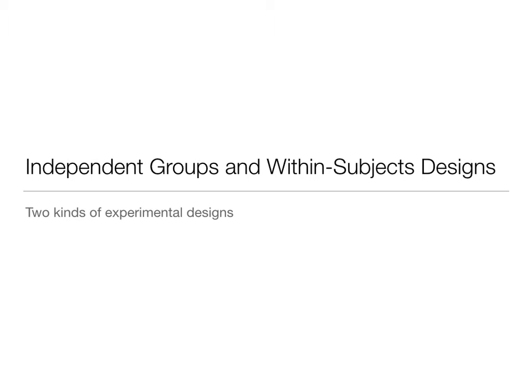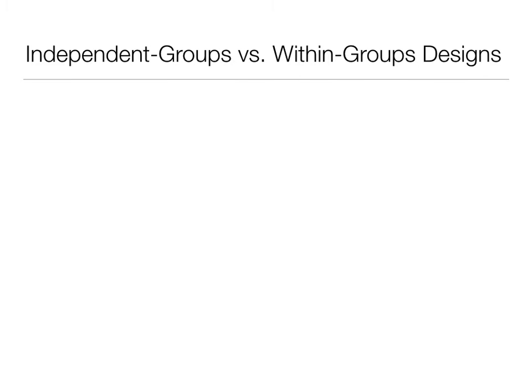Hi, Kristen Atchison here, and we're going to be talking about independent groups and within subjects designs. Now, these are both types of experimental designs, and they also go by a couple other names that we'll talk about as we go through. Independent groups can also be called between subjects, and within subjects can also be called repeated measures designs.